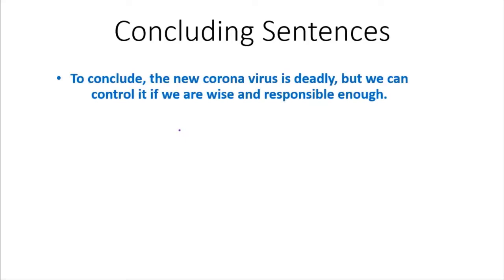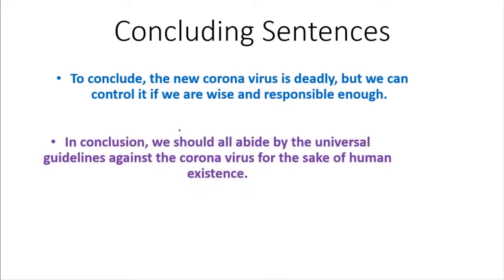Number 1. To conclude, the new coronavirus is deadly, but we can control it if we are wise and responsible enough. Number 2. In conclusion, we should all abide by the universal guidelines against the new coronavirus for the sake of human existence. Number 3.